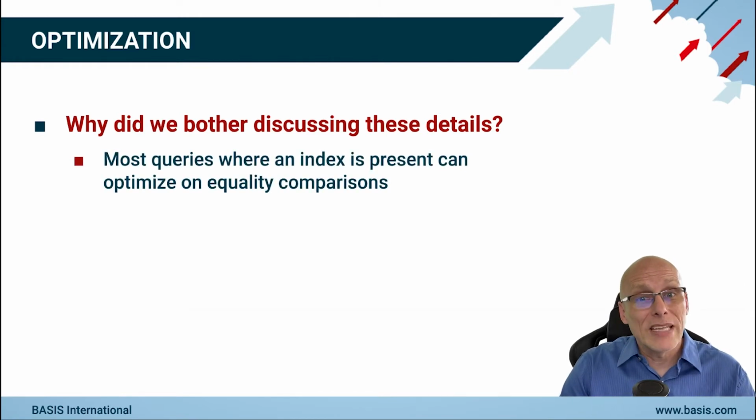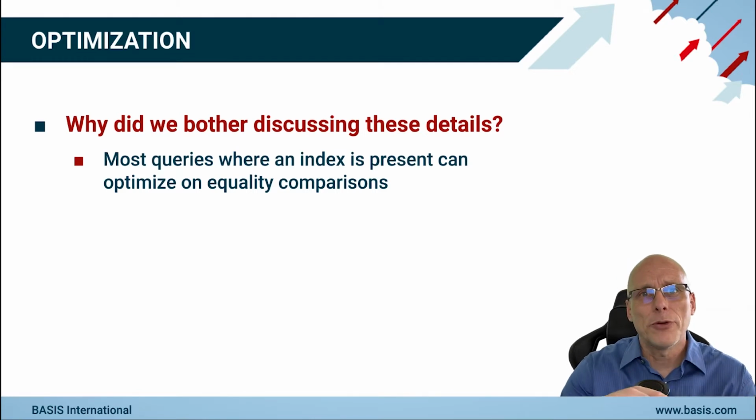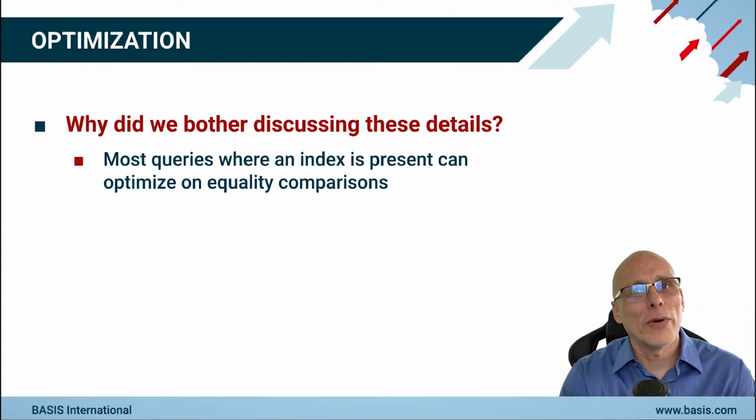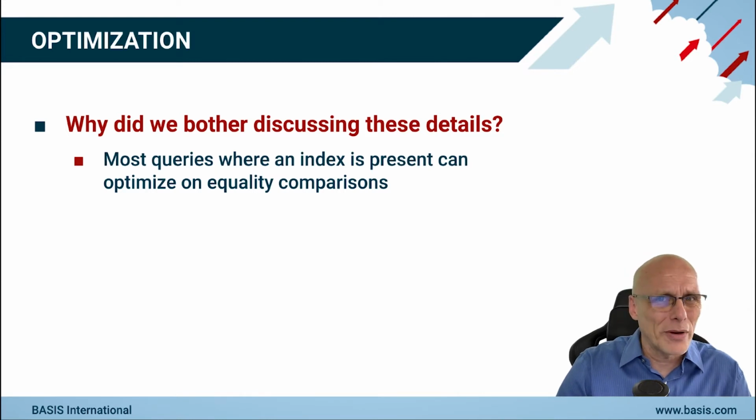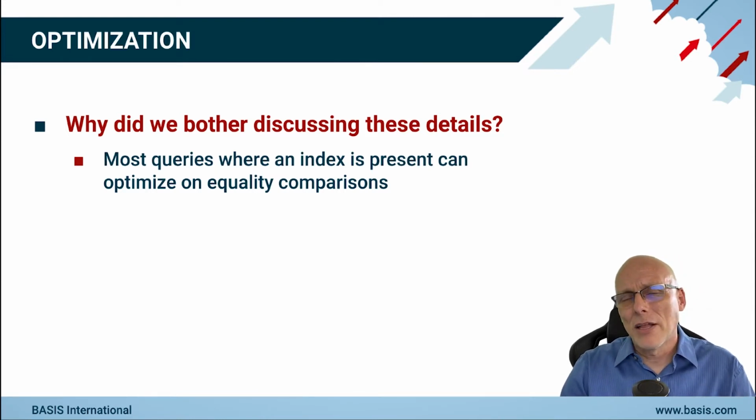Most queries where an index is present can optimize on equality comparisons. Keep in mind that equality comparisons don't really rely on the sort order. They can jump to a particular key value in an index. That's going to be the case for primary key values where we know there's only one match. But in the case where there's more than one, we do have to iterate over all of the records in the file. So just keep in mind that sometimes we can optimize certain kinds of queries if an index is present, but not always. And again, that's going to come back to the data type.